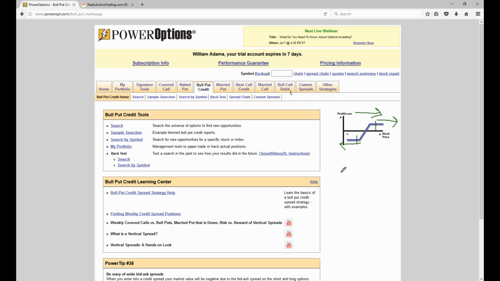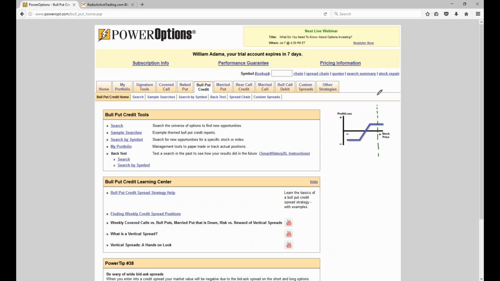Now, the question that I had answered during the week was, if my goal is to avoid early assignment for these positions in a bull put or bull call debit, which one is the best to do? Well, in general, when I'm opening one of the bullish vertical spreads, the strikes I'm selecting are usually below the stock price for a better probability of success on the trade. We'll look at that in just a moment.